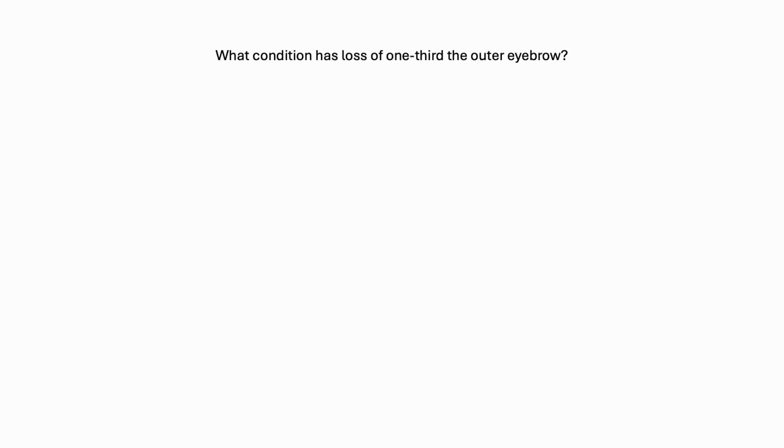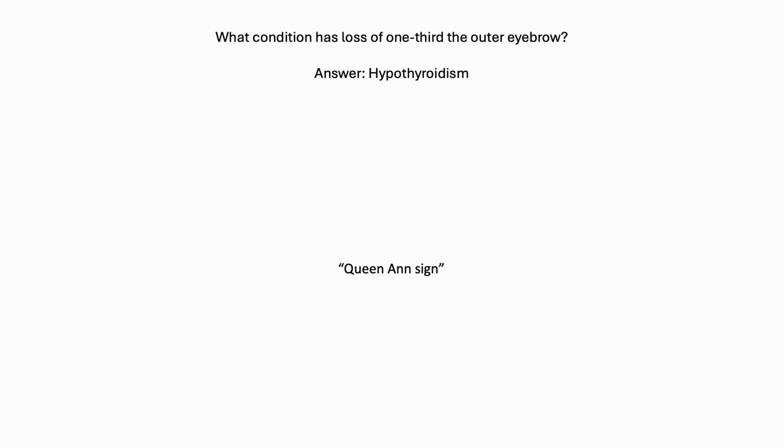All right, which condition has loss of the outer 1/3 of the eyebrow? And this is going to be hypothyroid situations. It makes sense. I mean, if we're thinking about endocrine, the underperformance of the metabolic system will decrease hair growth. And for some reason, it affects the eyebrow, and it's also known as Queen Anne sign. But I think incorrectly, historically, it's not associated. But Queen Anne sign, hypothyroidism, loss on the outer 1/3 of the eyebrow.